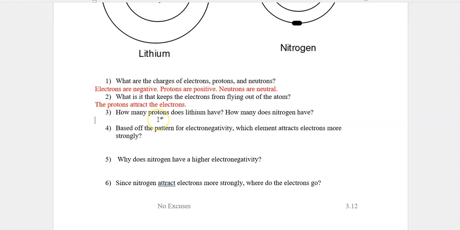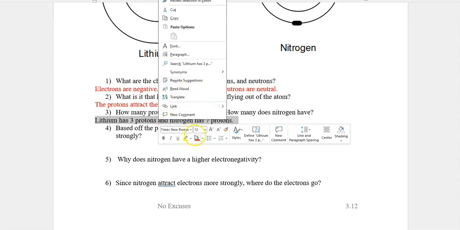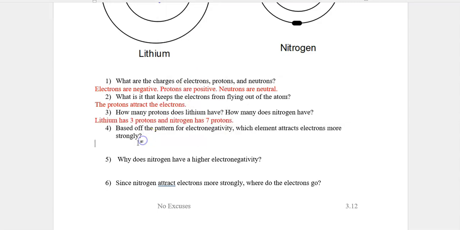How many protons does lithium have? How many does nitrogen have? Lithium has 3 protons, and nitrogen has 7 protons. Based off the pattern for electronegativity, which element attracts electrons more? Nitrogen is more to the right on the periodic table, and so should attract electrons more.